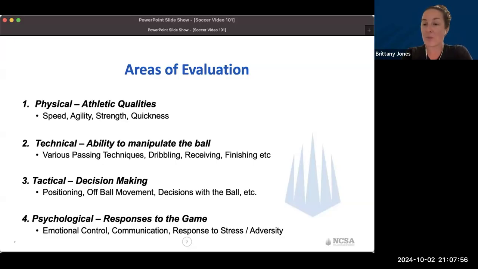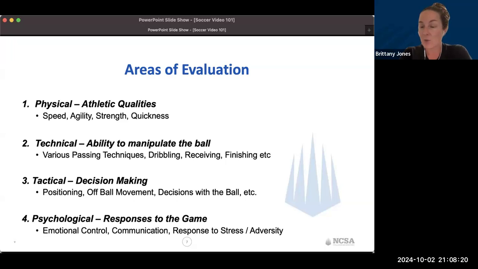Technical ability is going to be evaluated. That is your ability to manipulate the ball. Okay. And when we look at technical and tactical ability as well as physicality, right, we want to see you express those skills in your best position. Okay, so technical is going to be what you can do with the ball. Tactical is going to be your decision making. So what positions do you take up? Where do you move off the ball? Right, those type of things.